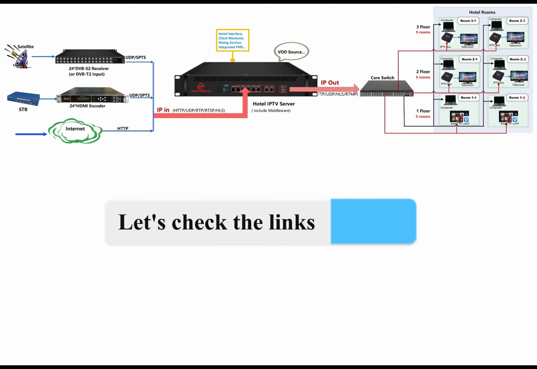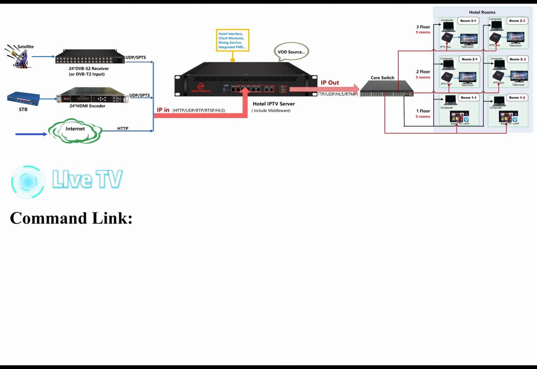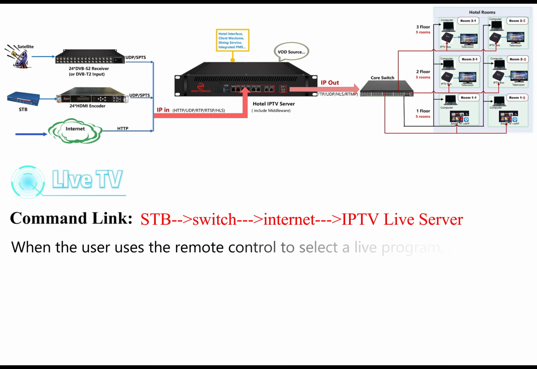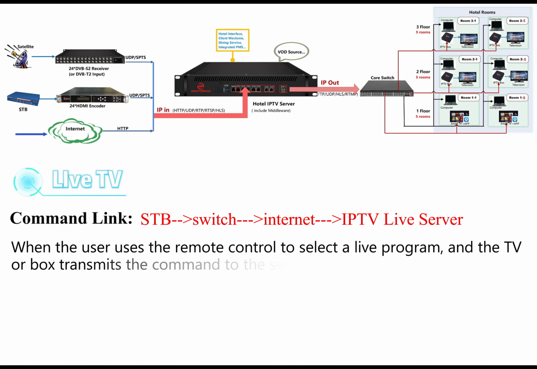Let's check the links. Live TV. Command link. STB, switch, internet, IPTV live server. When the user uses the remote control to select a live program, the TV or box transmits the command to the server via internet.